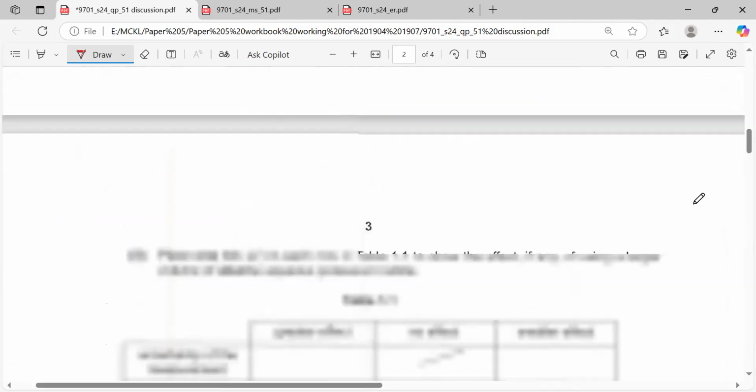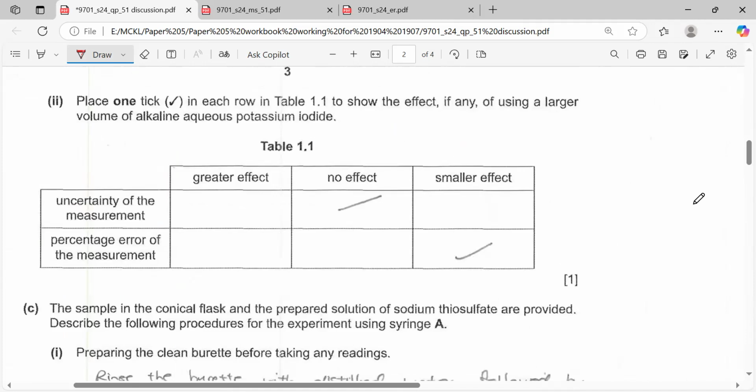Next part. Place 1 tick in each row in table 1.1 to show the effect, if any, of using a larger volume of alkaline aqueous potassium iodide. So let's look at the column. What is uncertainty of the measurement? Uncertainty of the measurement is basically the error of the apparatus used. So the syringe has an error of plus minus 0.5. So whether you use a large volume or a smaller volume, the uncertainty of the syringe is still going to be 0.5, which is why it's no effect.